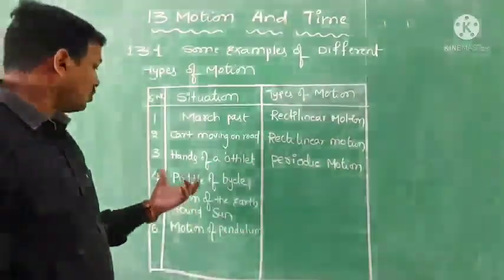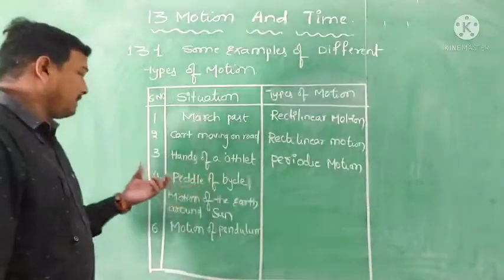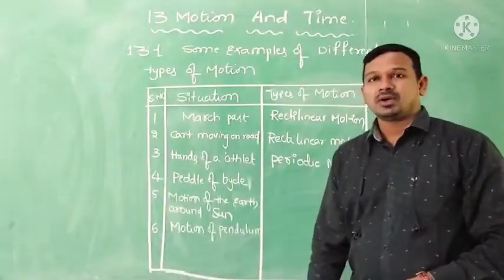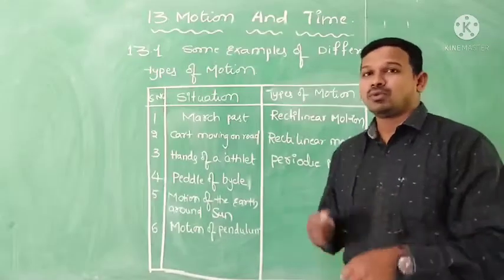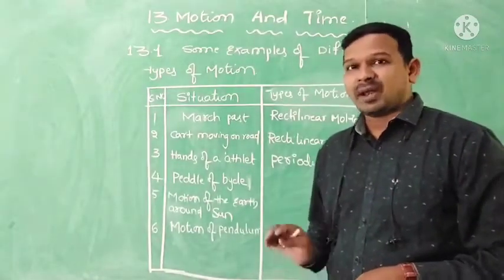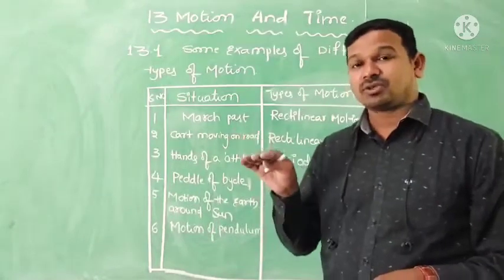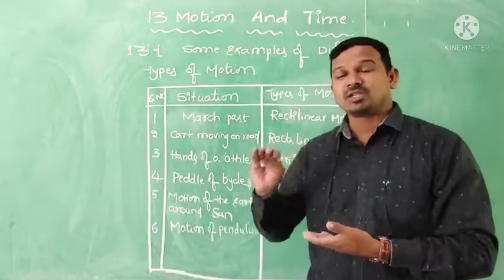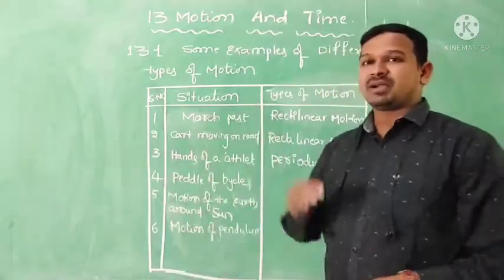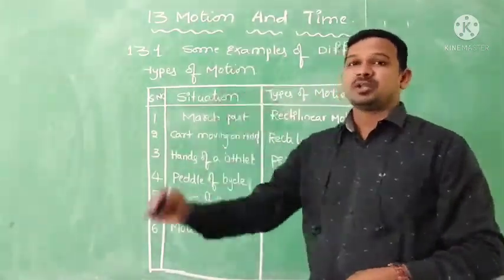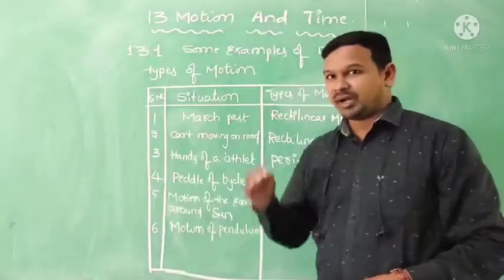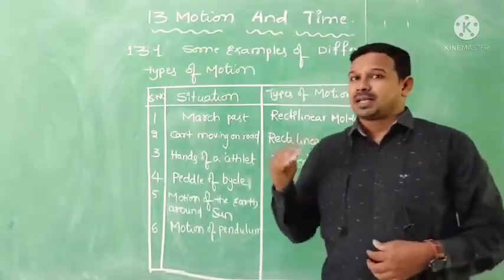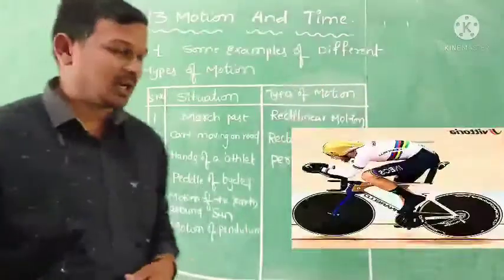Now coming to the fourth example, pedals of a bicycle. When you are cycling, you need to move the pedals. The pedals move in a circular direction. At the same time, if you are going at constant speed, the pedals cover the circular path in equal intervals of time. So this type of motion we can call circular motion as well as periodic motion.